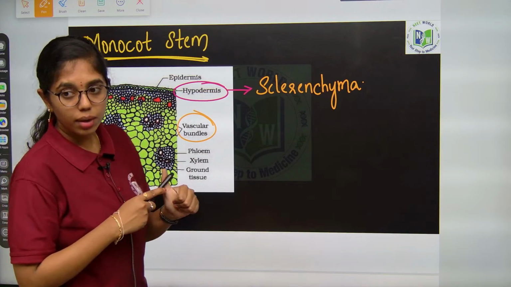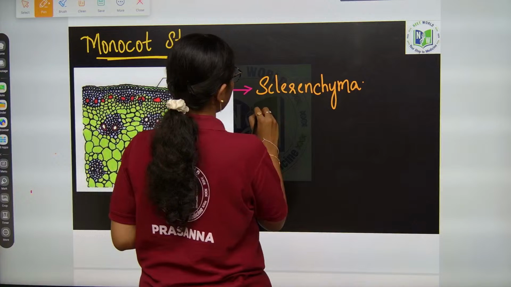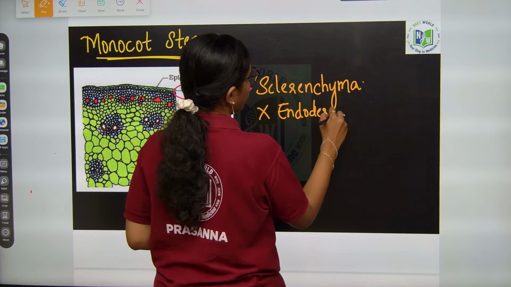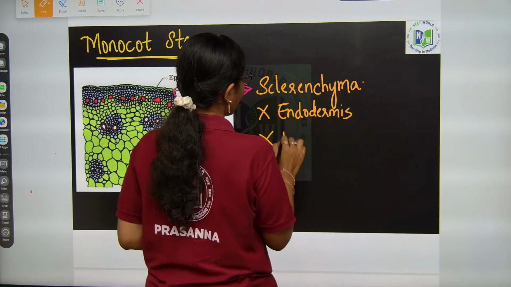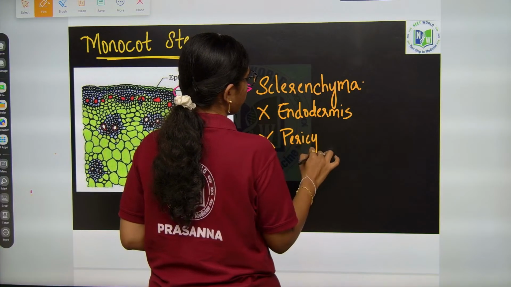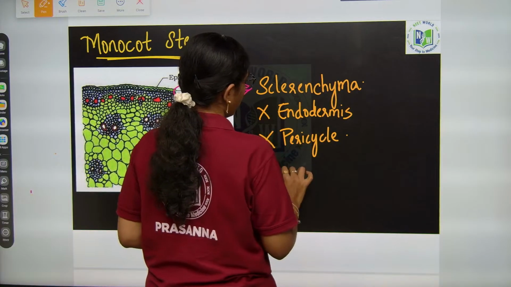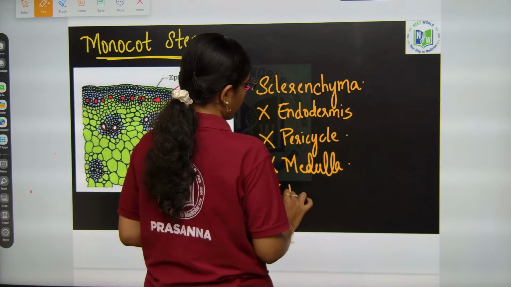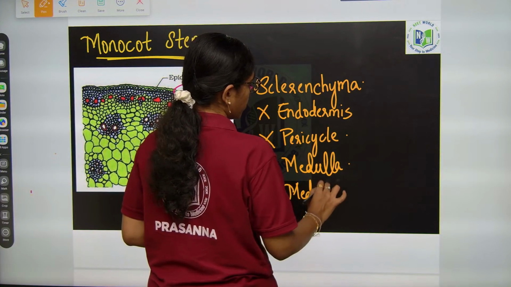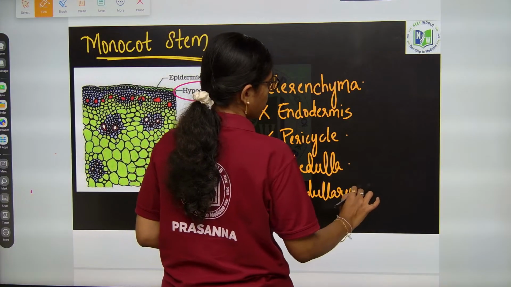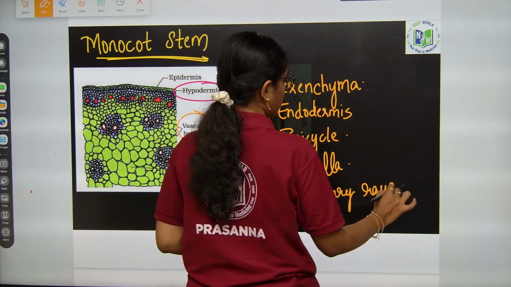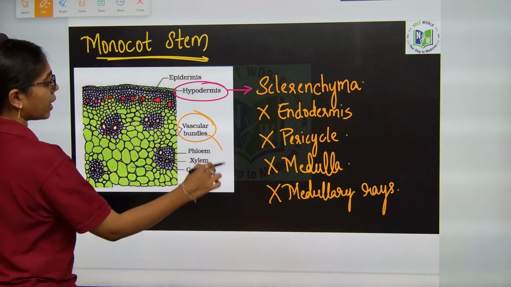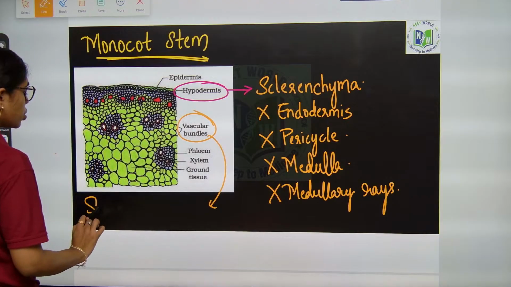There is no endodermis, no pericycle, there is no medulla or medullary rays. Fine, right? Vascular bundles, how do they arise, ma? Schizolysigenous in origin.